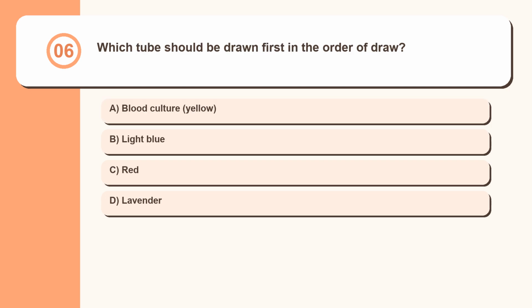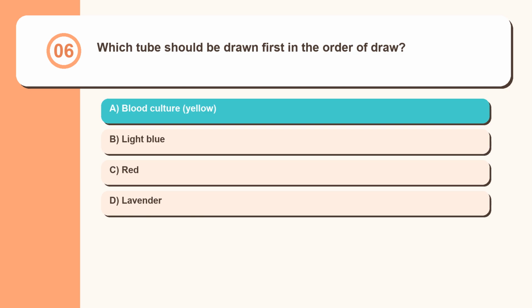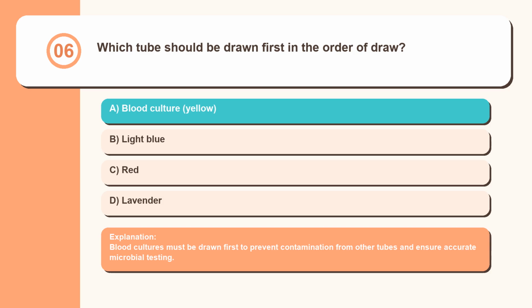Question 6. Which tube should be drawn first in the order of draw? Blood culture, yellow, light blue, red, lavender. Blood cultures must be drawn first to prevent contamination from other tubes and ensure accurate microbial testing.